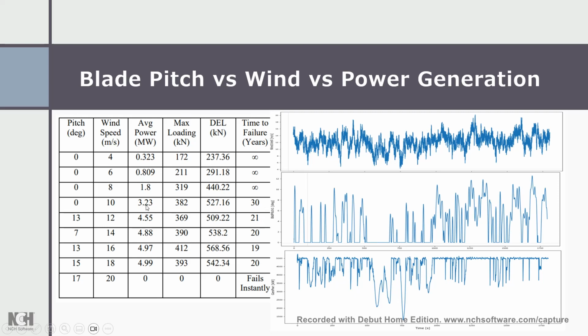So you could potentially, at 10 meter per second winds, if you can find a place that has that, get this much power generation for 30 years. So it might be cheaper than getting better power generation but a lower time. However, at 6 meters per second, we get an infinite life. It's like 75 to 100 years, and only not even a megawatt, so not too great.